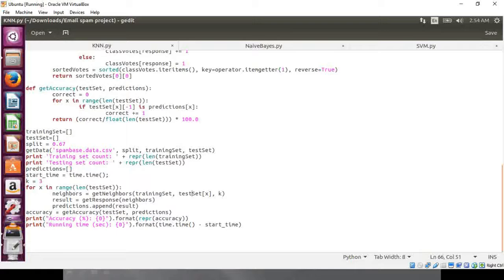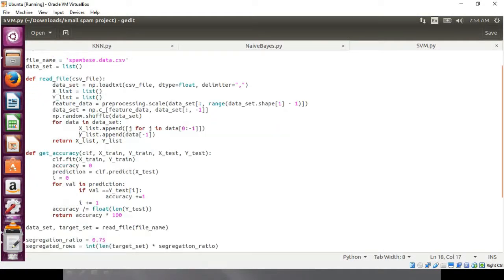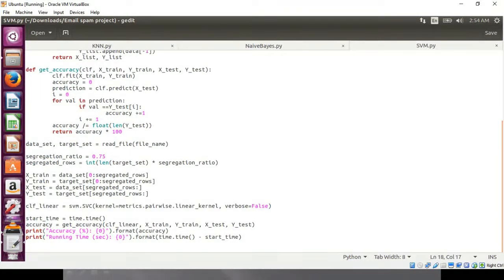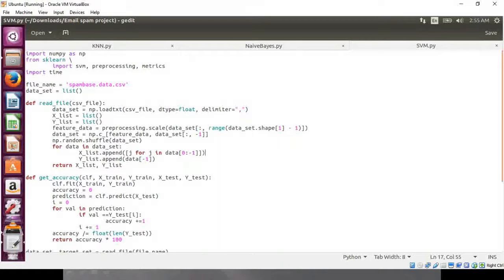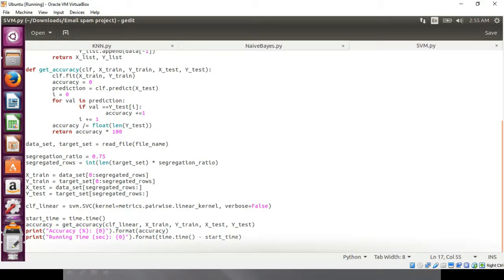Next, let's go to our third algorithm, which is support vector machines. So here is our third algorithm, SVM. So here we have selected a segregation ratio, and we are using the spam based data. So what we do is we divide our training set and the testing set into x and y coordinates by using segregation, and then by using kernel. Here we are using a linear kernel. So by using a linear kernel, we calculate the accuracy.